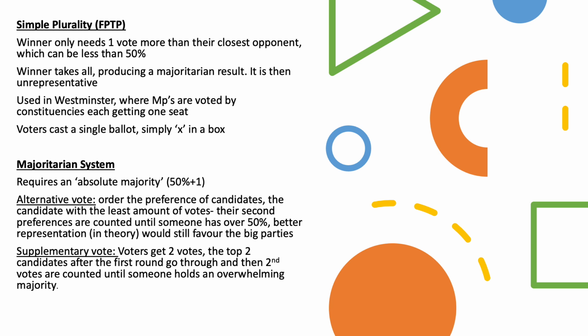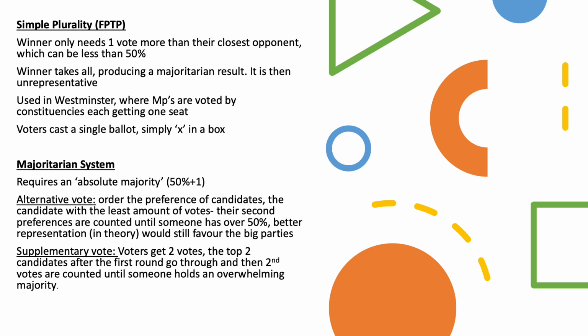Say the Conservatives got 35% of the vote, Labour got 30%, and the Lib Dems got 30... wait, that's 35 again, isn't it? Right, let's say the Conservatives got 40%, Labour got 25%, and the Lib Dems got 15%. Then the Tories still don't have 50%, but they've won. They've won more than 50% of the seats, even though more than 50% of people didn't want them in.